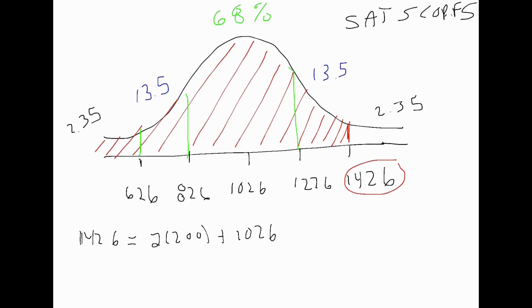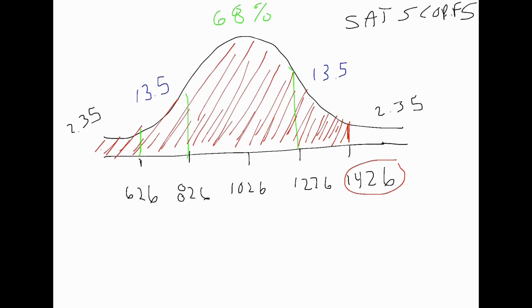So here, all I need to do is say, what percentage of my data is in this red shaded region that I've half shaded here? From 1426 and below, how many people did I beat when I scored a 1426? And there's two ways to do this. One way is to add up all the percents in these regions below. I can take my 2.35 percentage of people, which is 3 standard deviations below. I can add the 13.5 percentage of people who are between 626 and 826.